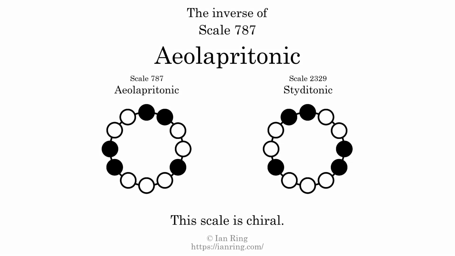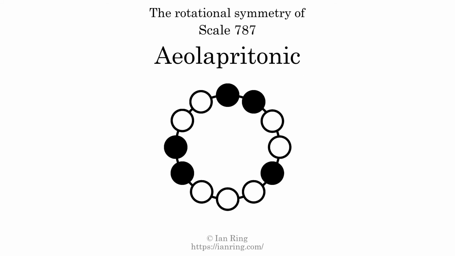The inverse of a scale is a mirror image. It is what you get when the sequence of intervals is reversed. The inverse of this scale is scale 2329, also known as pentatonic. This scale is chiral. It cannot transform into its inverse by rotational transformation. This scale has no rotational symmetry.